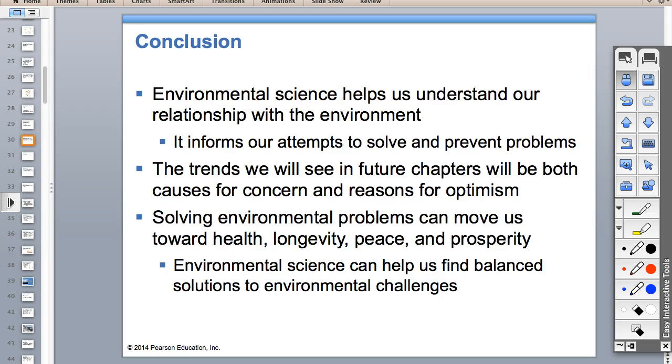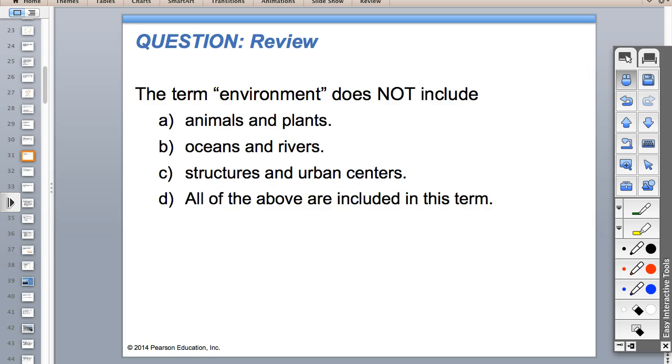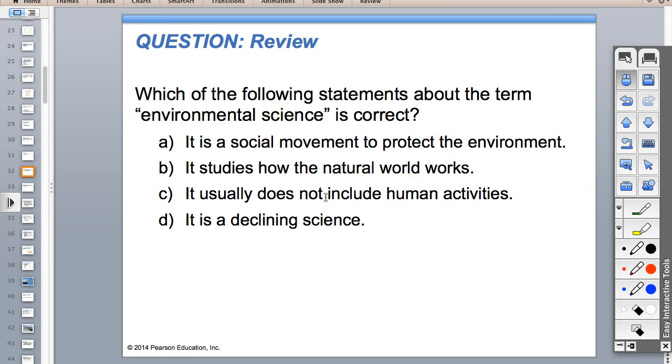Okay, so this is the end of chapter 1. So good for us. The term environment does not include, so if I look at these, animals and plants, oceans and rivers, structures and urban centers, and all of the above. So what did you get on this one, please? Abby? D. Yeah, so sure. It's always all of the above.